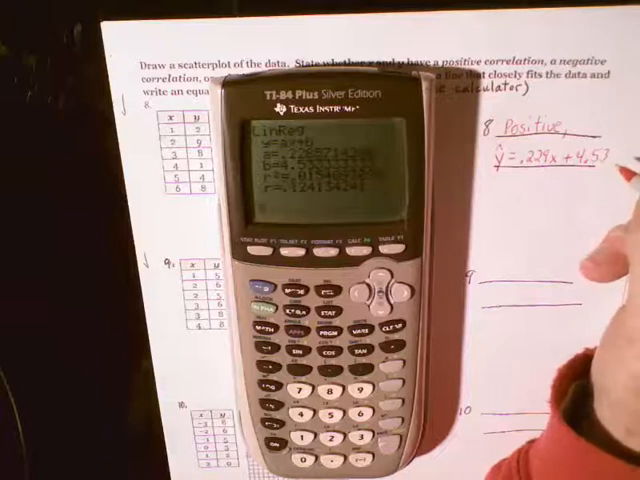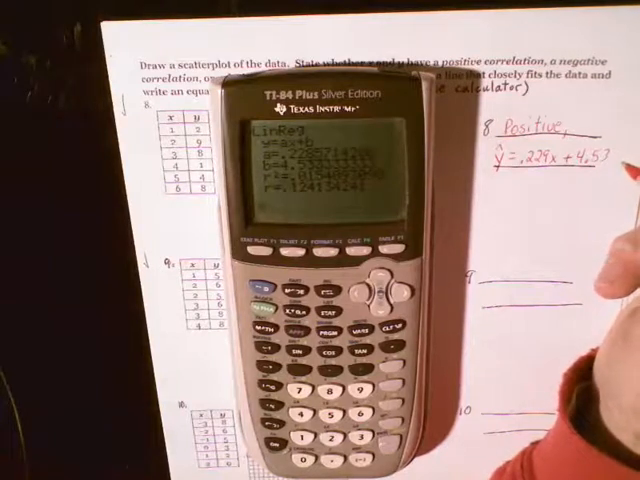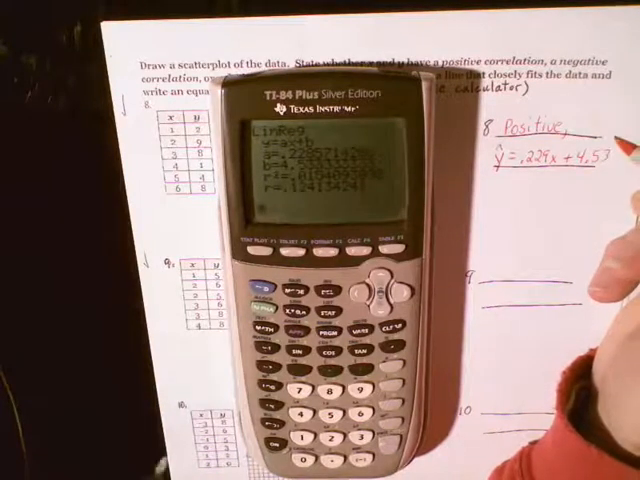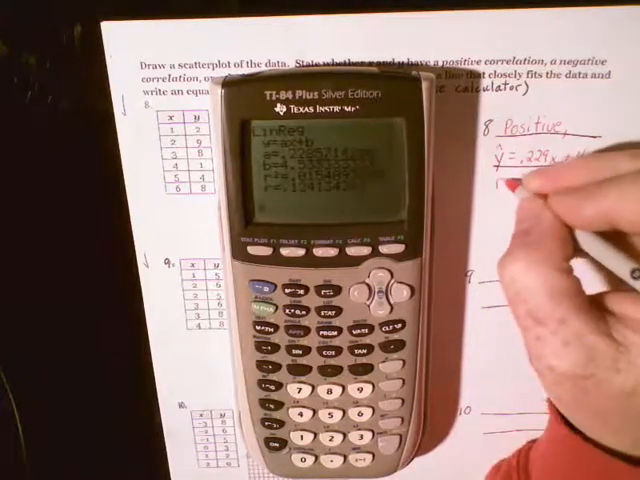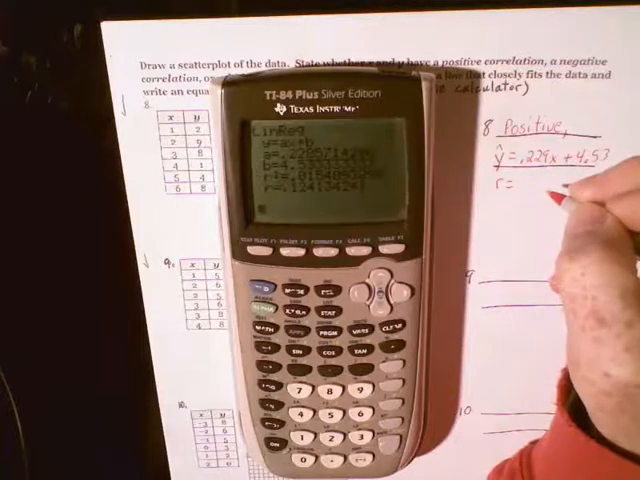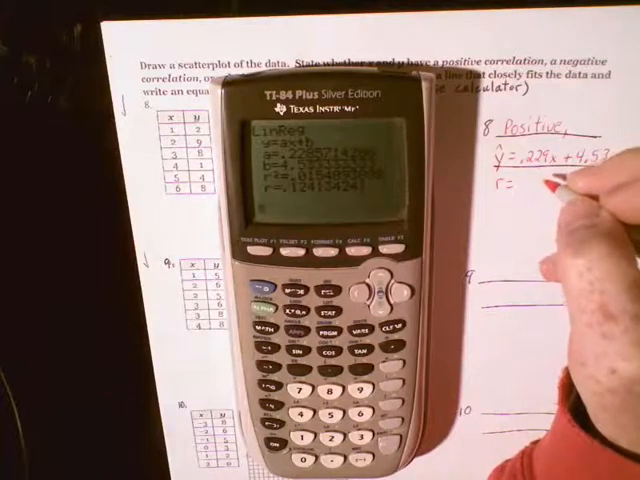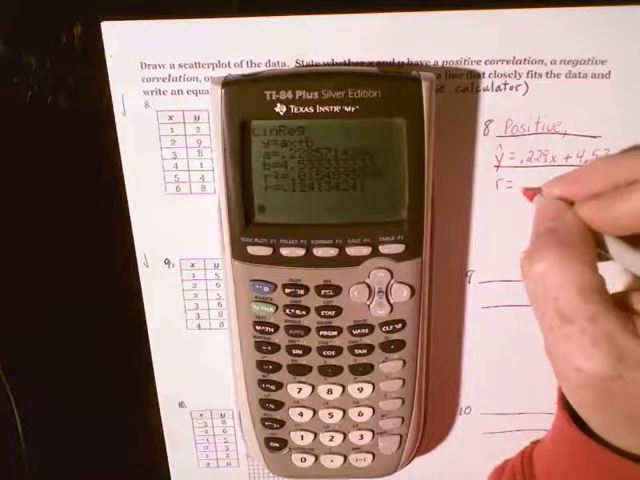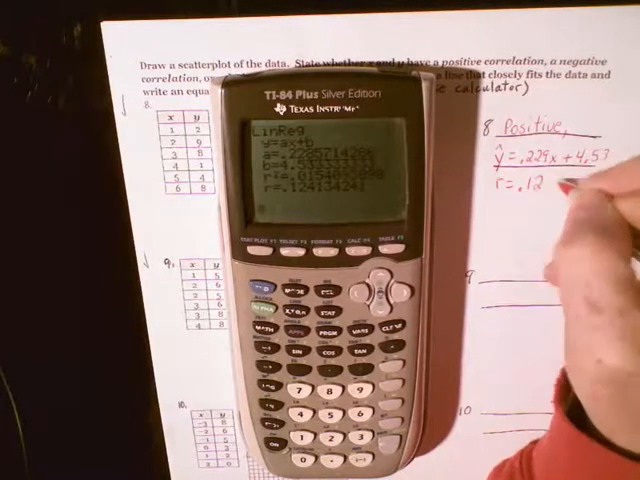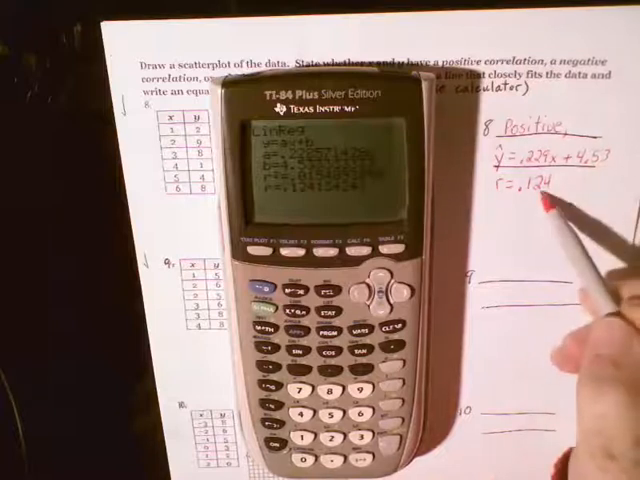That's the equation for our line of best fit, or our linear regression line. And then it also said find R, and I had a better worksheet made out for this, and apparently I printed off the wrong one when I sent it to you guys. R is 0.124. Notice a very, very small R.